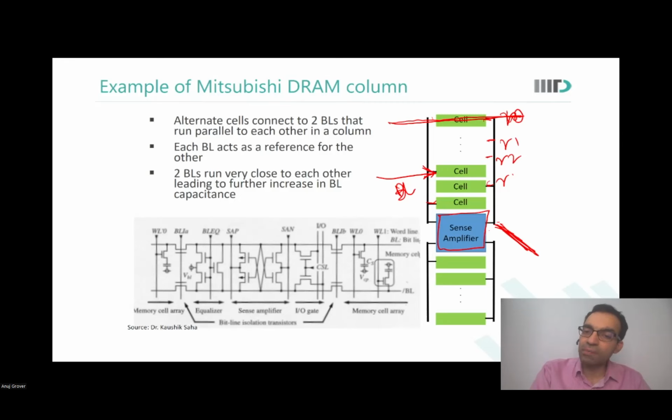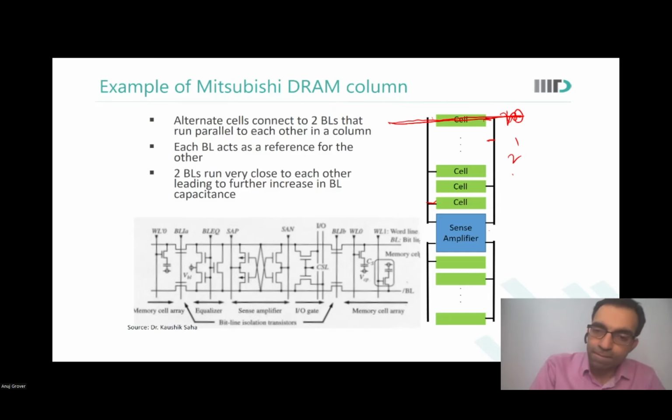So one bit line, second bit line. There are two bit lines and they act as a reference for each other. When a bit line comes, either bit line or bit line bar will be selected, and whichever is not selected will act as a reference. So each BL acts as a reference for the other. This was the patent by Mitsubishi.